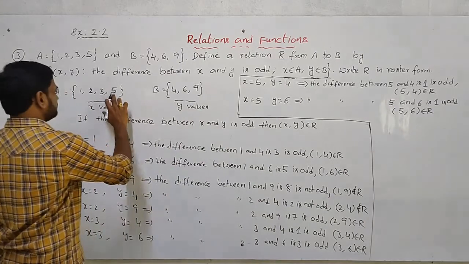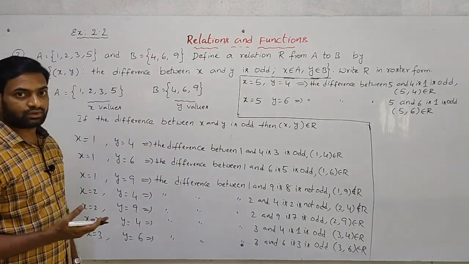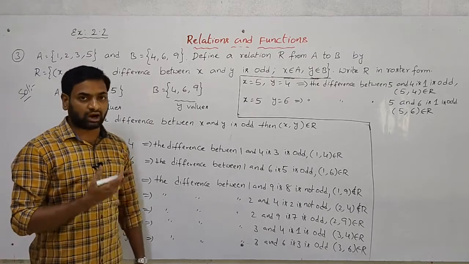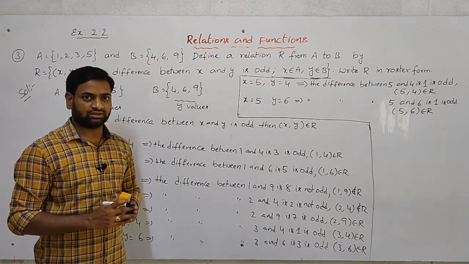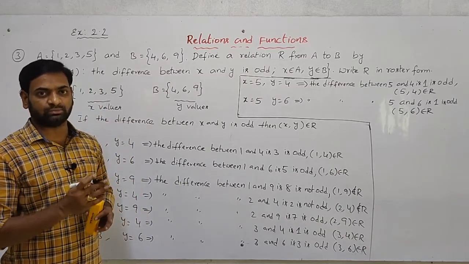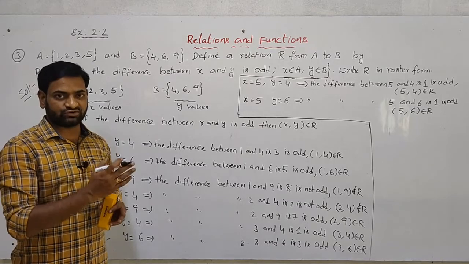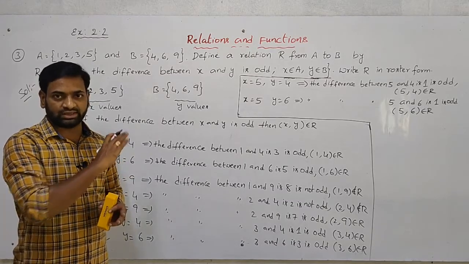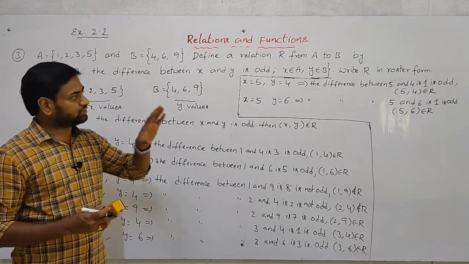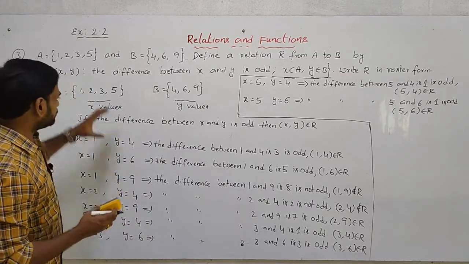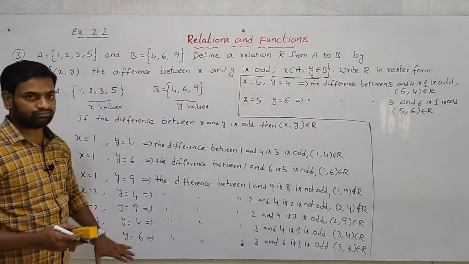Next, with (5, 9), the difference is 4. So 4 is not an odd number, it is an even number. So leave it. Remember, which difference is even, no need to take that one. Which difference is odd, that one only we have to take. So these are complete now. With the 5, all elements are completed.